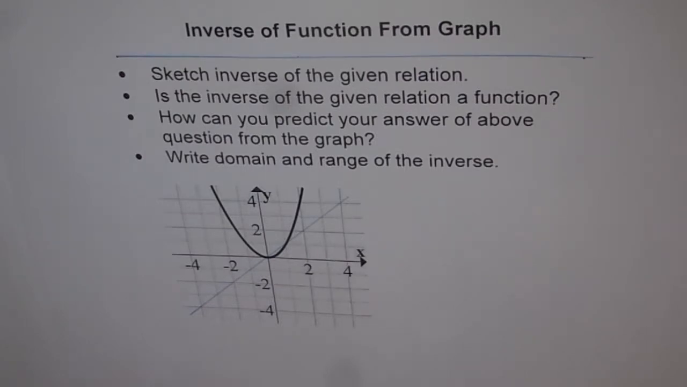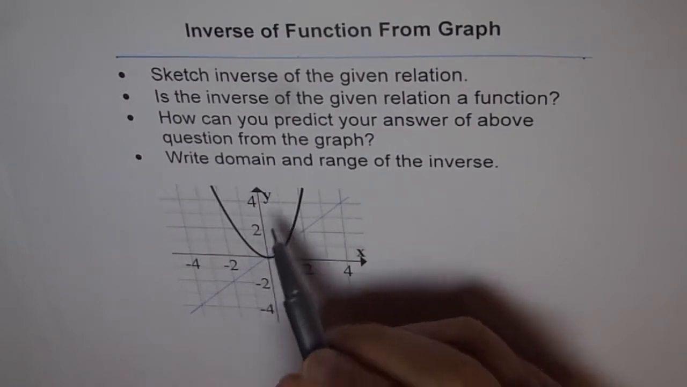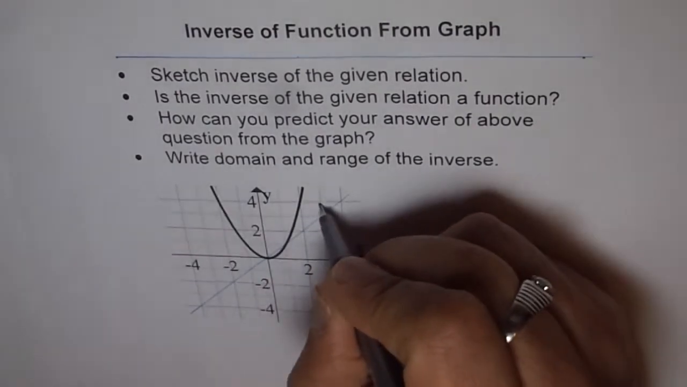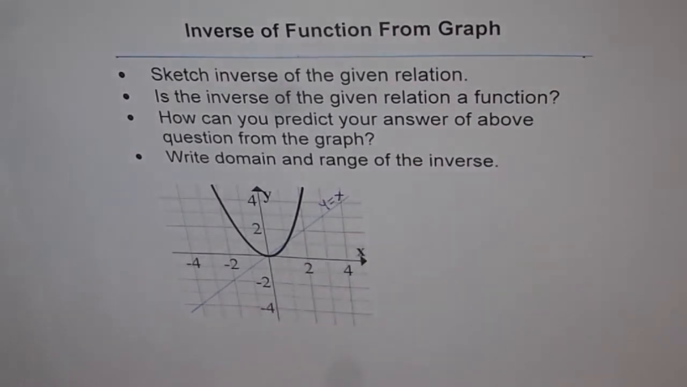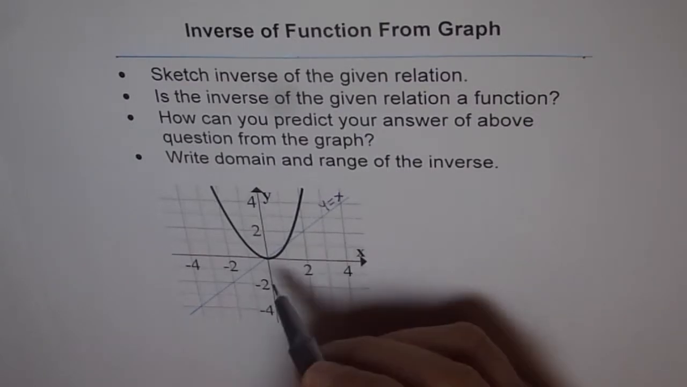So as I explained earlier in the previous video, what we will do is we'll reflect this graph on the line y equals x. So I've already drawn a line y equals x. This is going to act like a mirror for us, and the reflection of the given function on this line will result in the inverse of this function. Okay, so we'll do that.